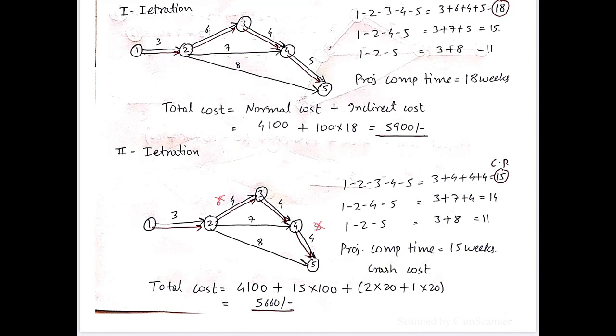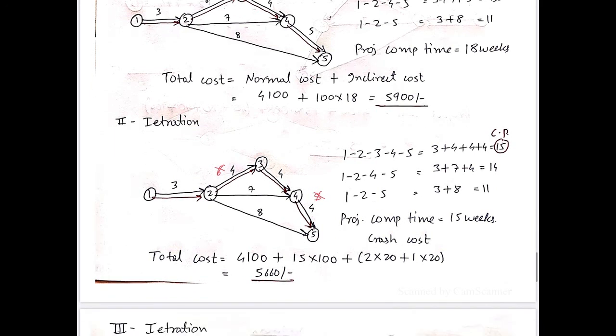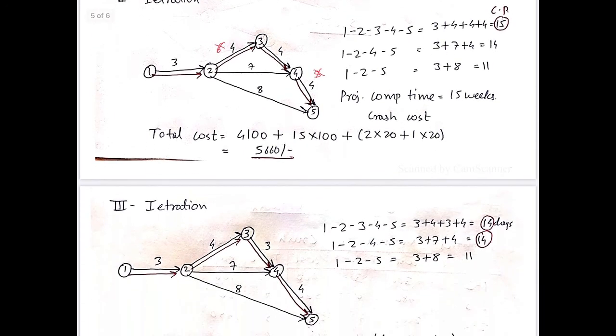So to calculate the total cost, that is your normal cost, which we have already calculated, plus indirect cost, that is 15 into 100 per week, plus cost slope. Now cost slope is nothing but what? Crash cost. So we have crashed activity 4-5 by 1 week, so 1 into 20, plus we have crashed activity 2-3 by 2 weeks, so 2 into 20, and the total cost is 5660. So we are on the right track.